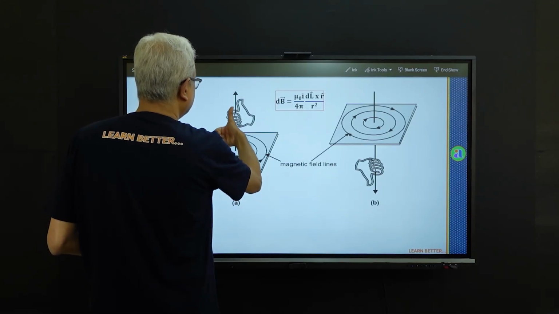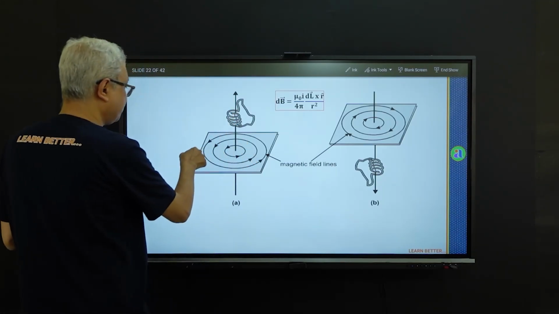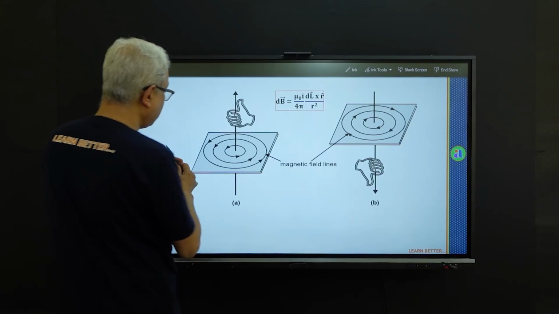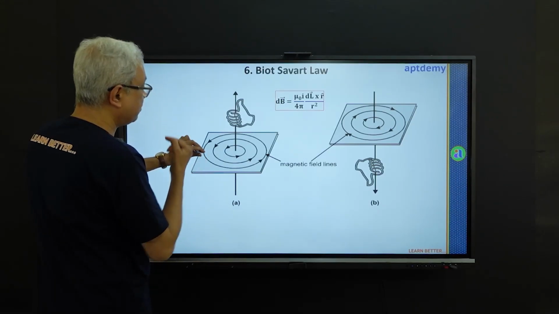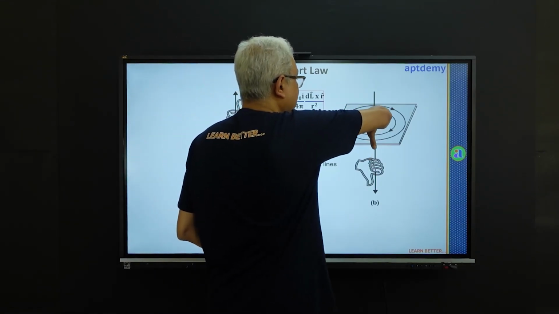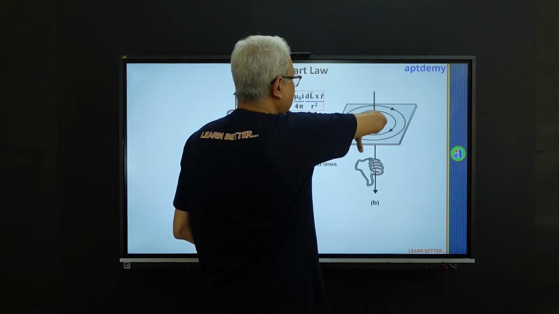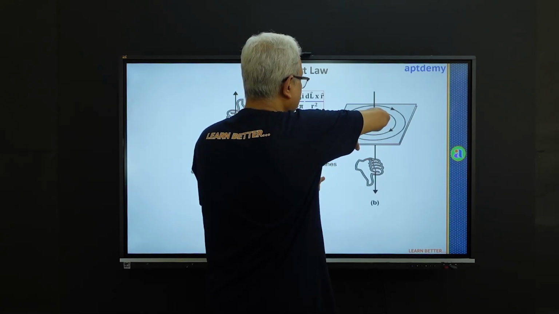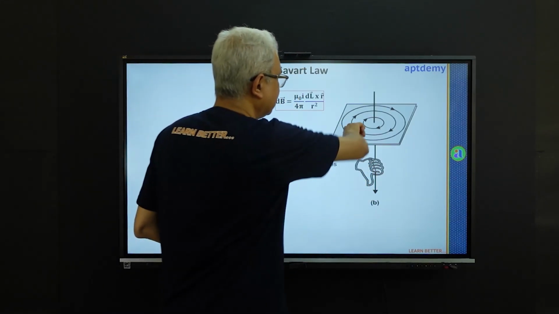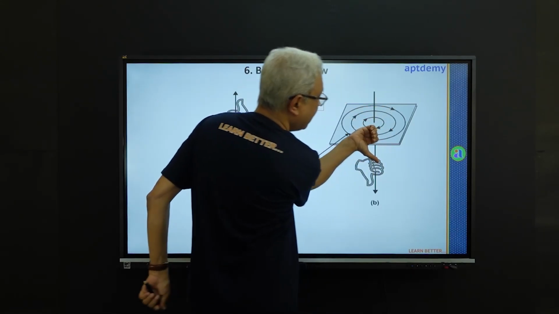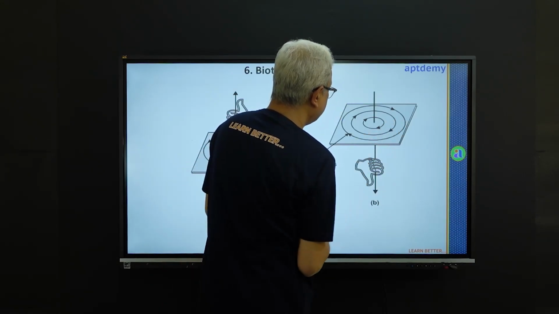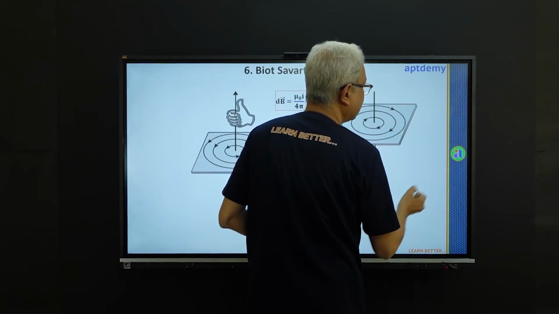If I point the thumb in this direction, at these points on the left-hand side, the field vectors are coming out of the plane of the board, and here it is going inside the plane of the board. And if it is like this, you just hold your thumb like this, and at these points it is going inside the plane of the board, and here in this case, at these points, it is coming out of the plane of the board. Okay, here it is like this.